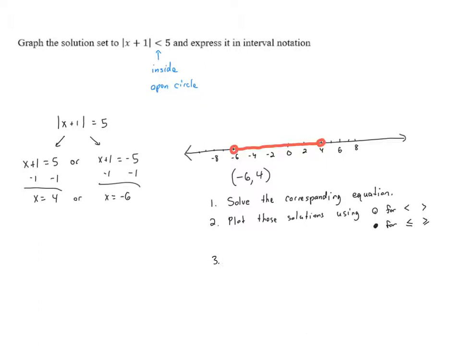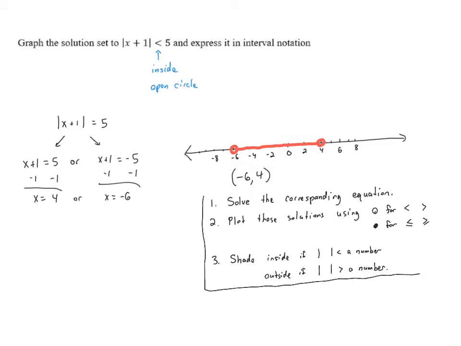And then the third step is shading, and we shade inside if we have the absolute value of something is less than a number, and we shade outside if the absolute value is greater than a number. So these are the steps that we're going to use whenever we're solving any of these absolute value inequalities.